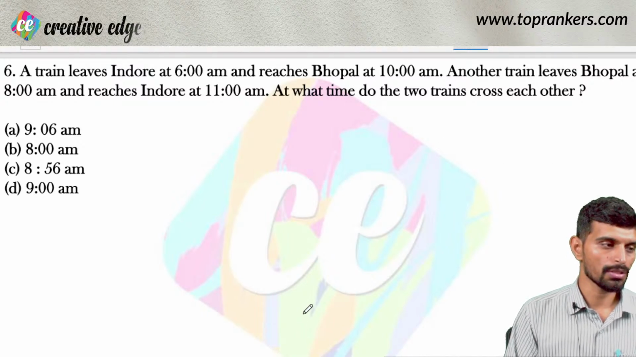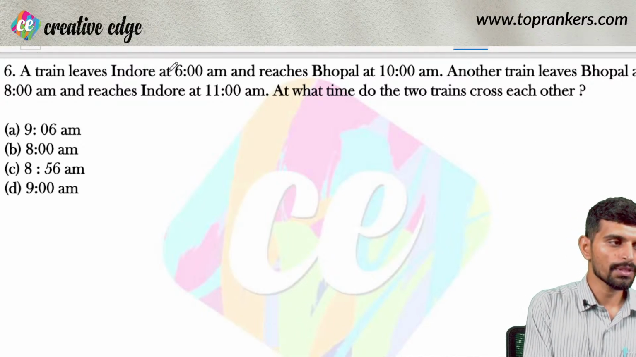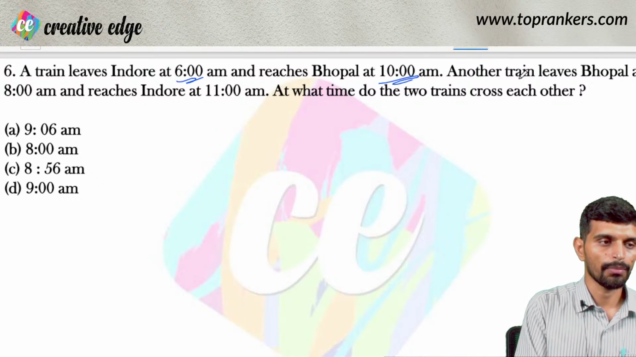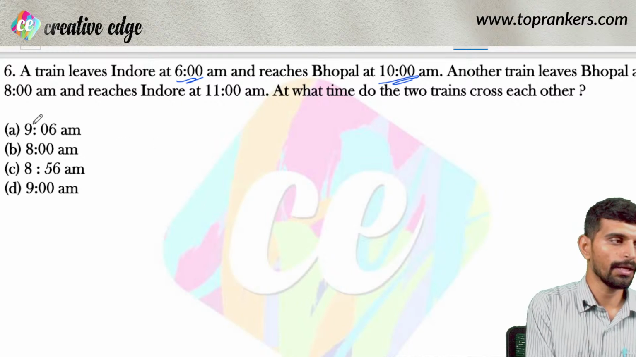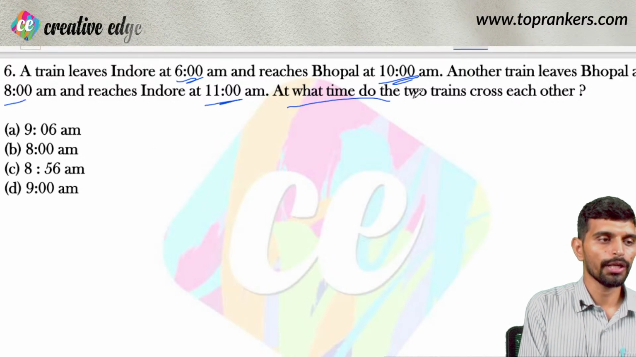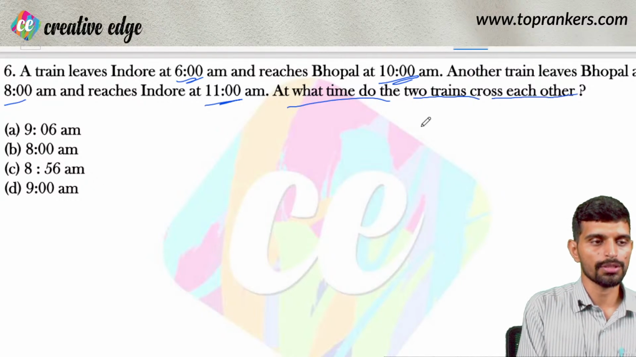And the question is, a train leaves Indore at 6 am and reaches Bhopal at 10 am. Another train leaves Bhopal at 8 am and reaches Indore at 11 am. At what time do the two trains cross each other?